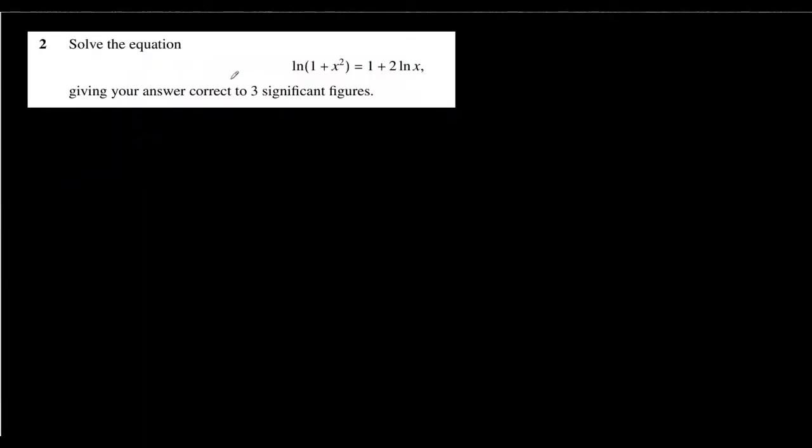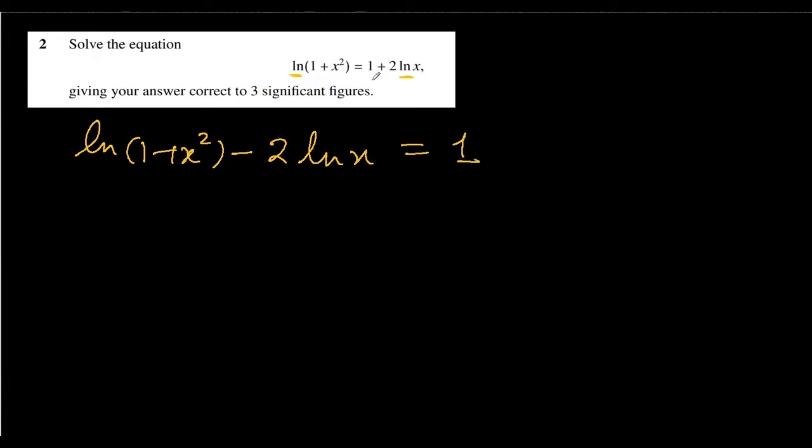Question 2 is about logarithms. They're asking us to solve the equation. Nothing can be simpler than this. Whenever we have natural logs on two sides, try to combine them by bringing them on one side. So ln(1 plus x squared) minus 2 ln x is equal to 1. So 1 remains on the right side, but the ln came to the left side.